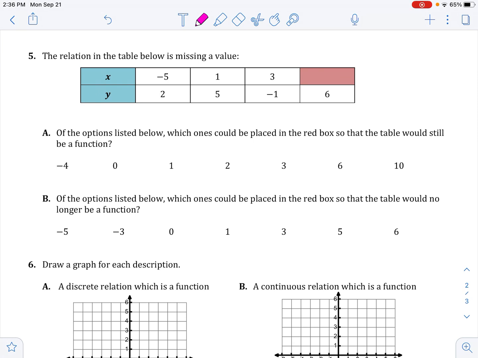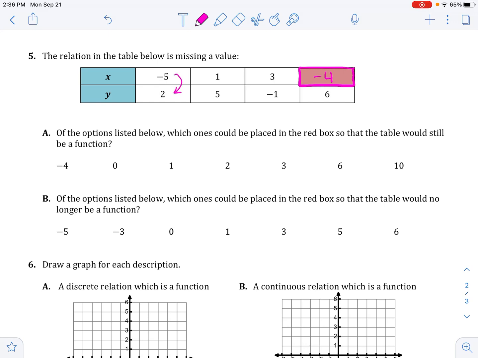Okay, next it says the relation in the table below is missing a value. So notice this X value right here is missing. A says, of the options listed below, which one could be placed in the red box so that the table would still be a function? So let's start with -4.